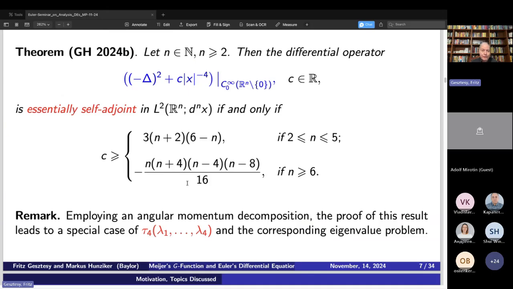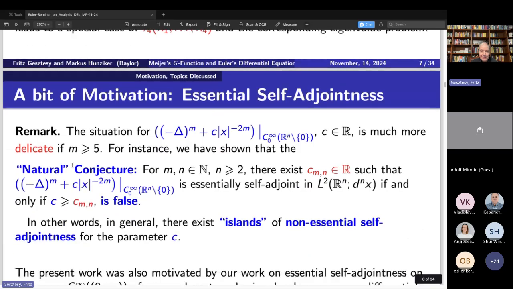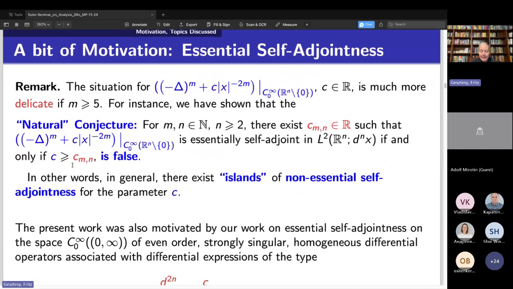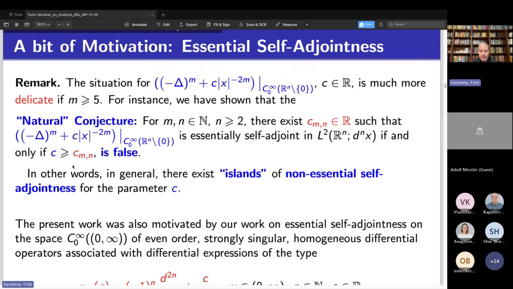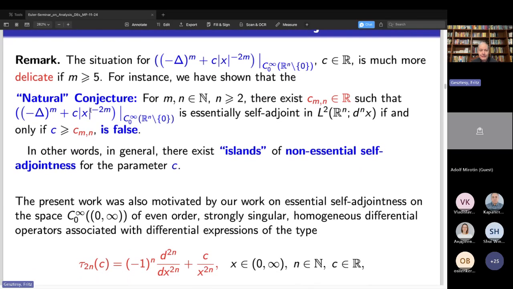We also have one for m equals 3. However, since higher and higher order polynomials and the zero structure of them is involved, this becomes rather delicate if m, so the power of the Laplacian, is larger or equal to 5. I won't go into great details here, but let me mention one fact.